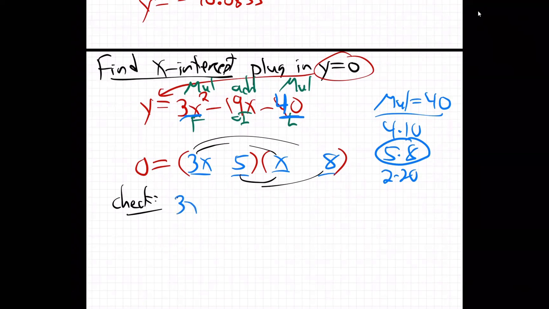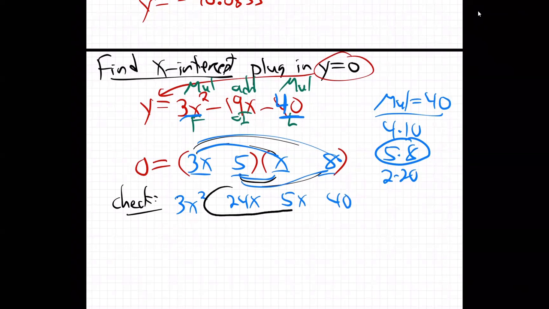This will work. So 3x squared, 24x, right? The first one goes to both. And then the 5 goes to both, right? 5x and 40. Okay. Can these middle two make the middle term of minus 19? Yeah. How do the signs go?